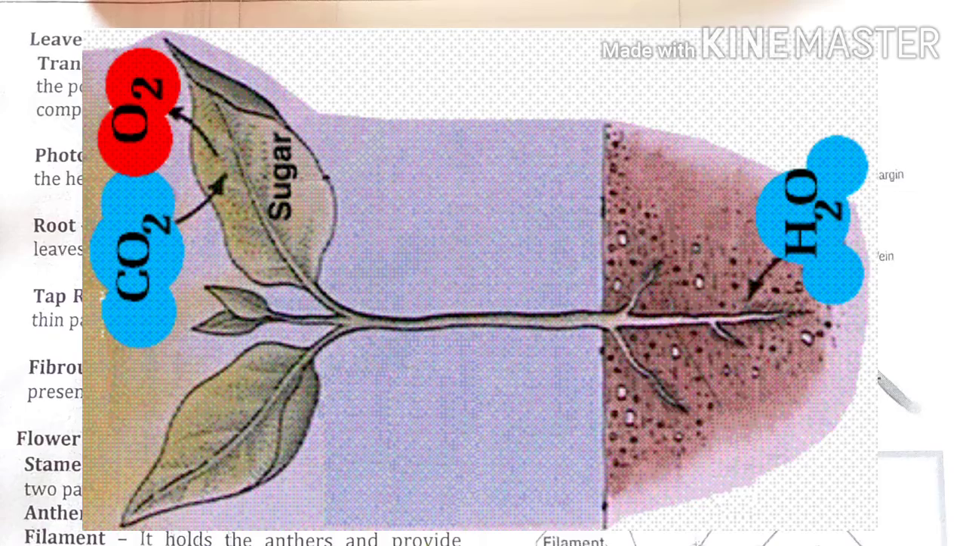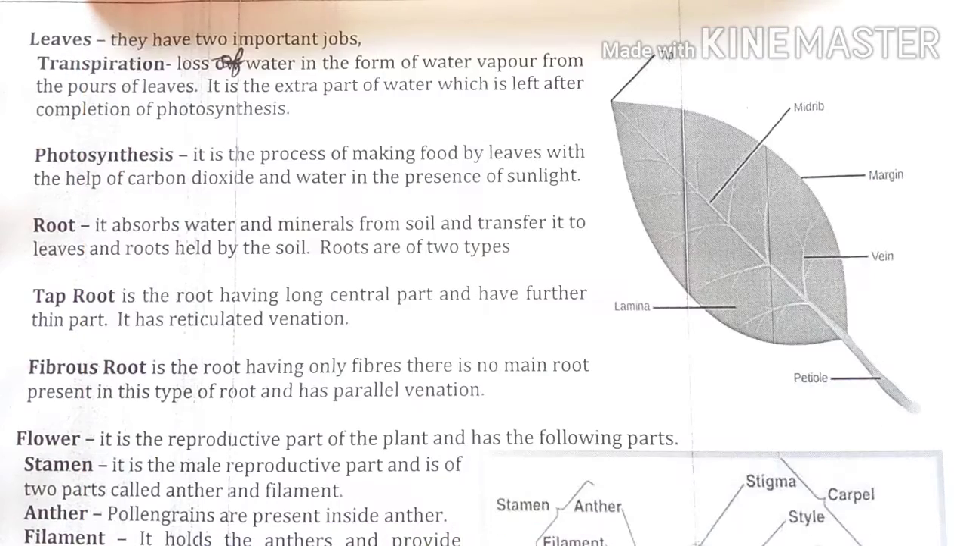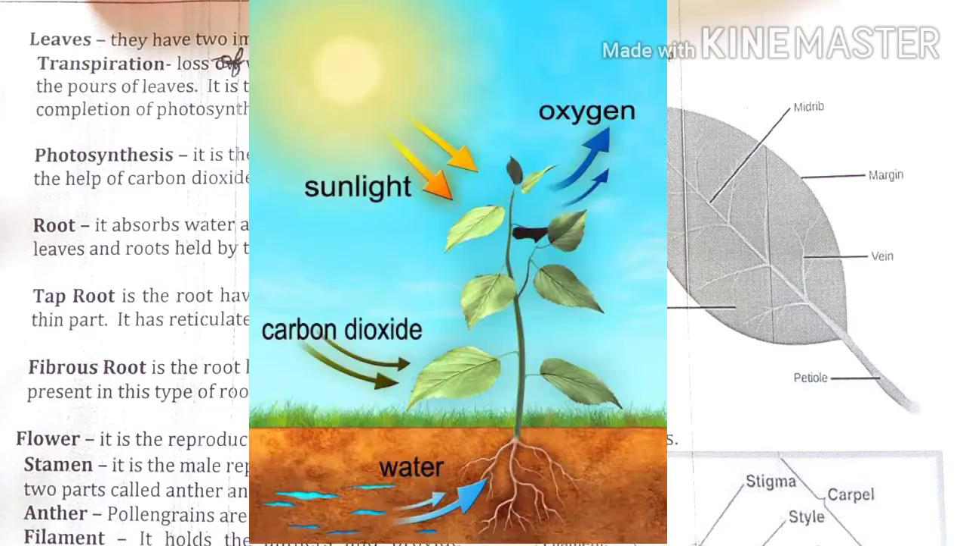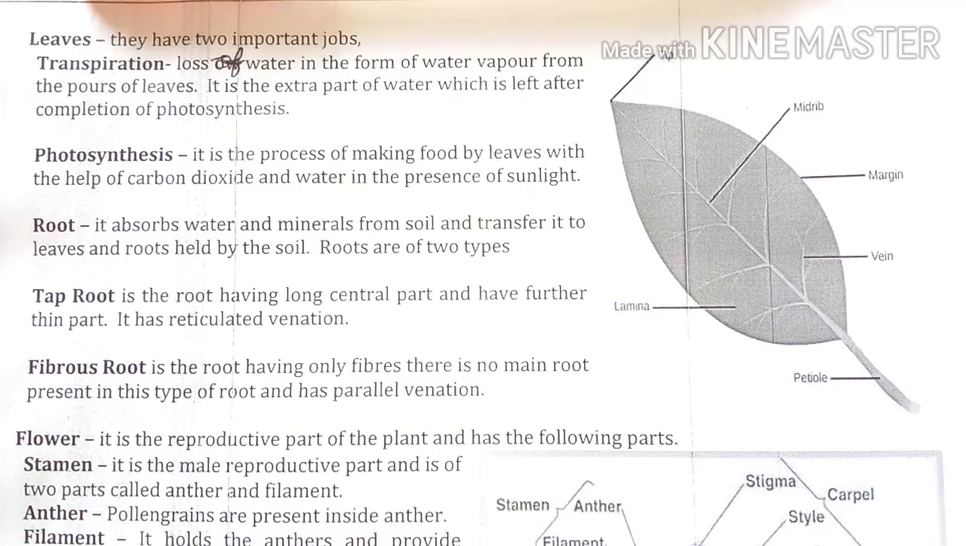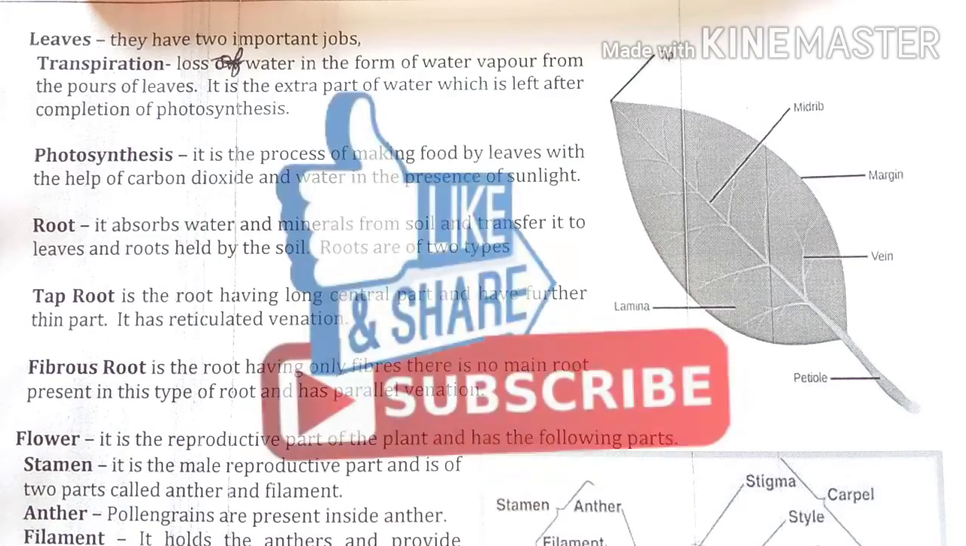So next one is the photosynthesis process. It is the process of making food by the leaves with the help of carbon dioxide and water in the presence of sunlight. So to make food, leaves need carbon dioxide and water. Carbon dioxide is provided by the atmosphere, water is provided by the roots, and sunlight is already available in the atmosphere. So in the daytime, photosynthesis takes place in the leaf with the help of chlorophyll which is present inside the leaves. The process of food making is called photosynthesis.